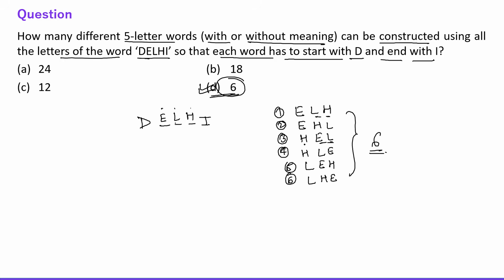Or if you have the idea of permutation and combination, then you can say there are 3 different characters, so the total number of arrangements is factorial 3, which is 6. If you have the idea of permutation and combination, you can do it by factorial 3. If you don't have the idea, you can do the manual counting also. This can be done in this way. Now let's move to the other question.